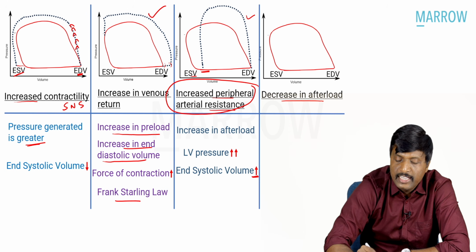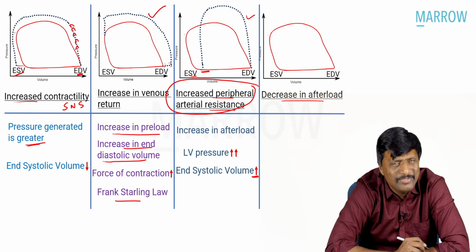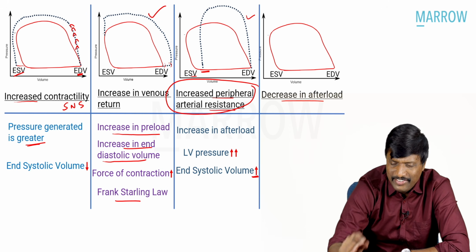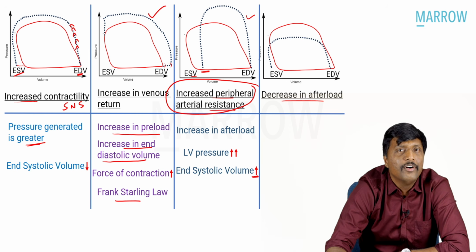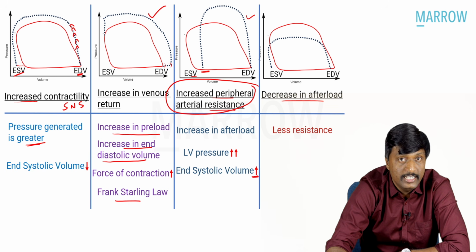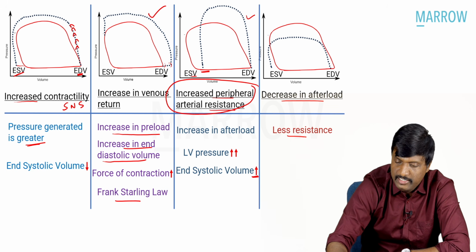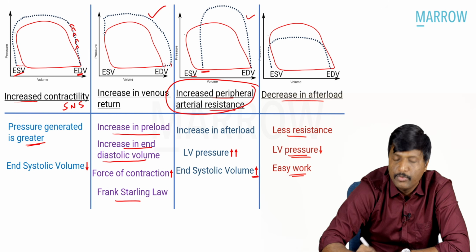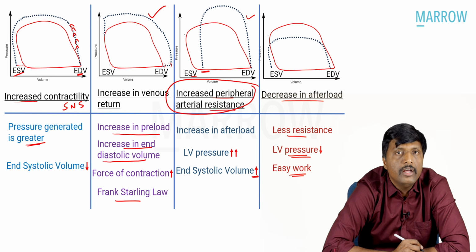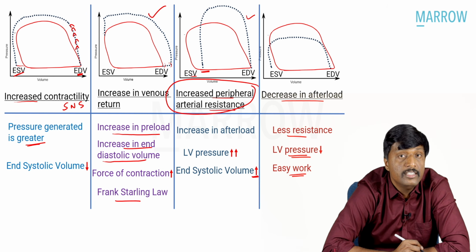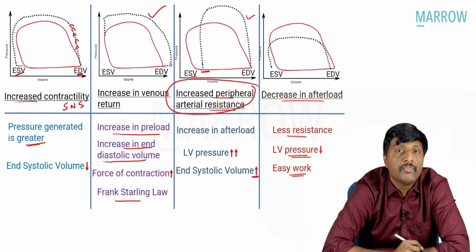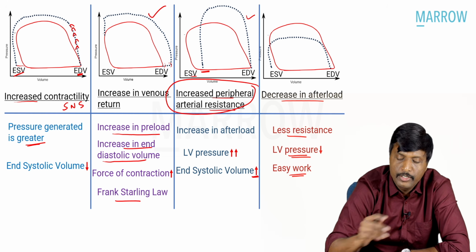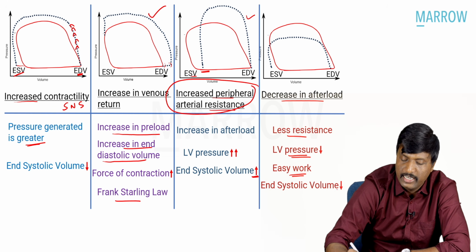And final option, decrease in afterload. This is very easy work. This is definitely very easy work for our left ventricle. Decrease in afterload. Less resistance, left ventricular pressure decreases because easy work. When the afterload decreases, when the resistance decreases, it is very easy work for our left ventricles. So, more will be ejected out. So, end systolic volume decreases.